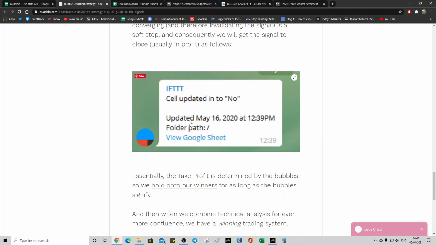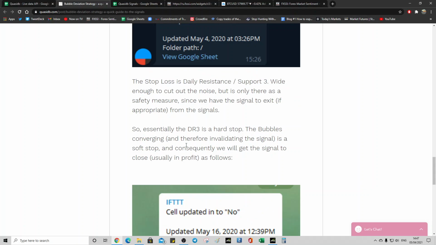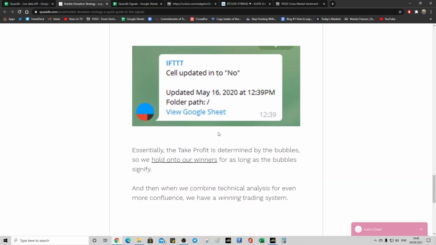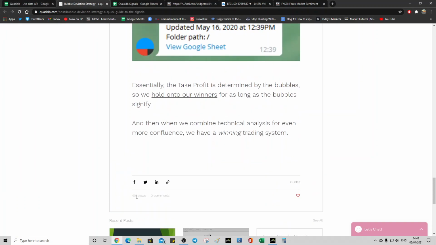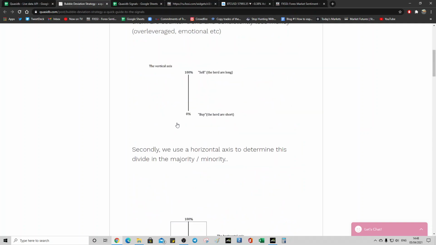This is the soft stop, sorry, and this is your hard stop, which would be daily R3 or daily support 3. So you've got two forms of stop losses, basically, and we do get lots of no messages, so you need to be ready for them to appear. You can check your bubbles to give you a heads up as well, to see if the bubbles are reversing. And so that's that. So hopefully that makes sense, the bubble logic, and hopefully that's clear.